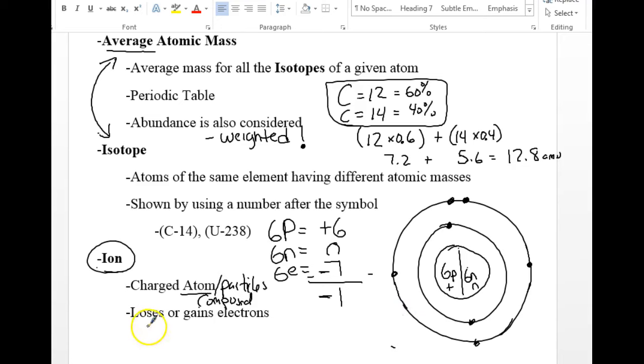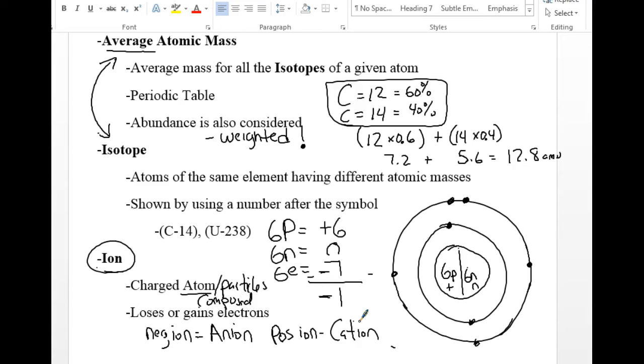So, and we want to know some of these names. A negative ion is called an anion, and a positive ion is called a cation. And that's an ion. We'll learn more about the ions because these ions actually form compounds because of their charge.